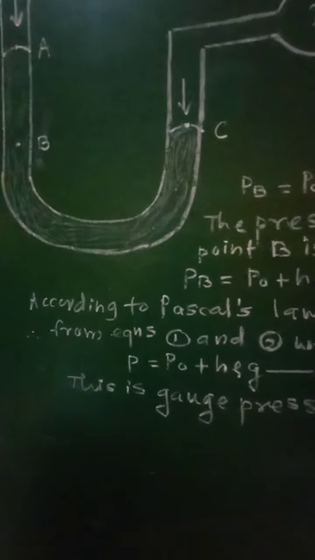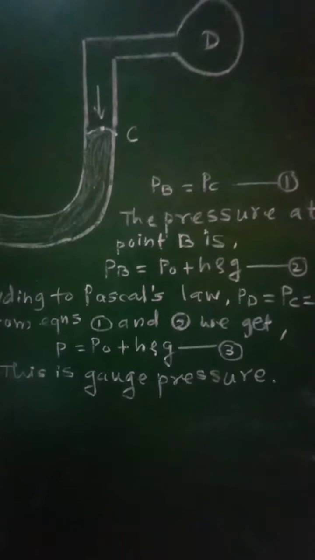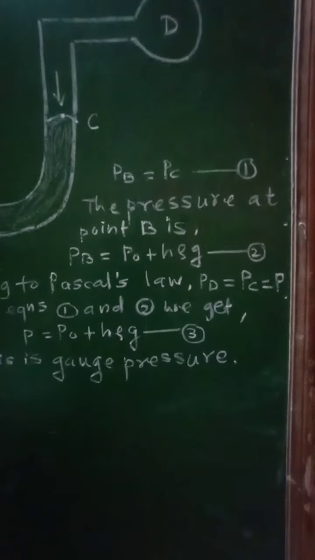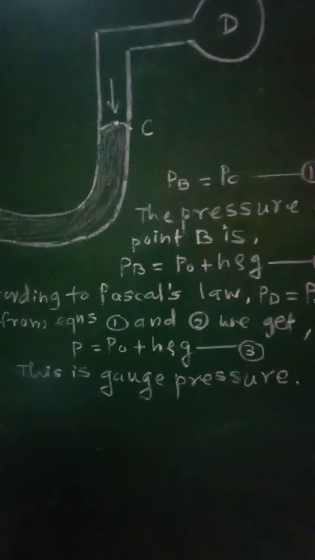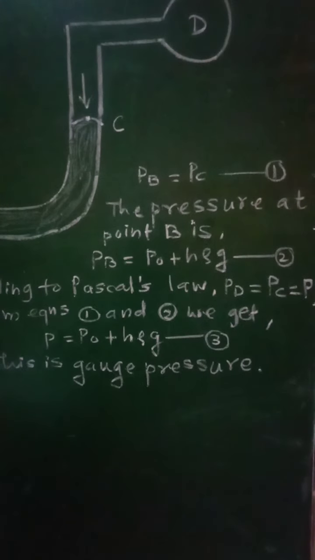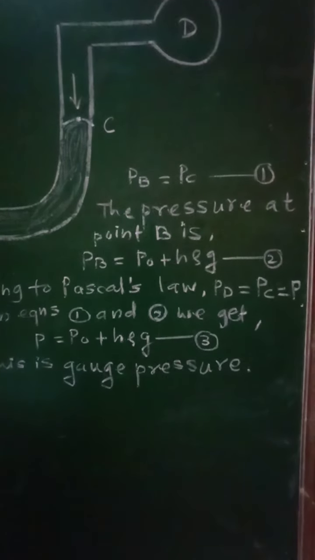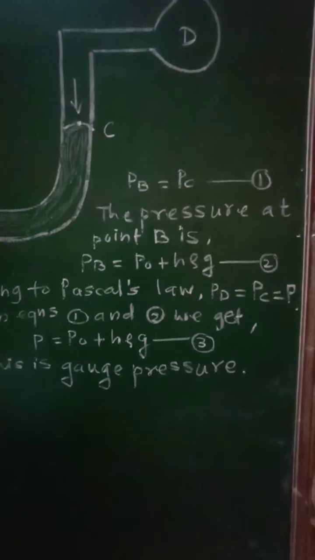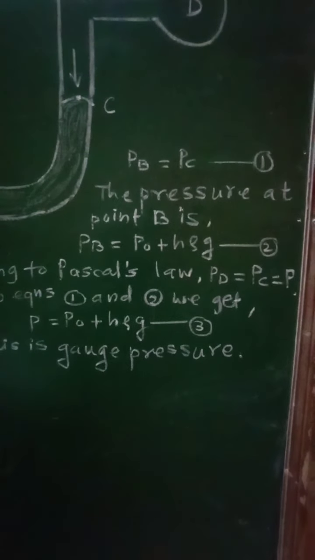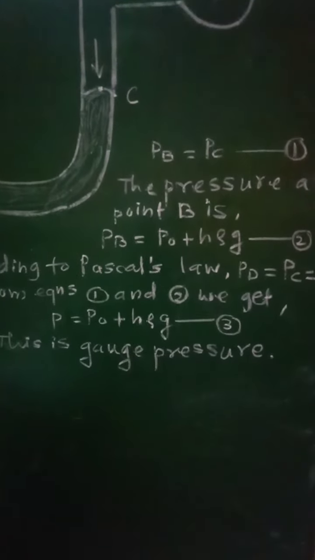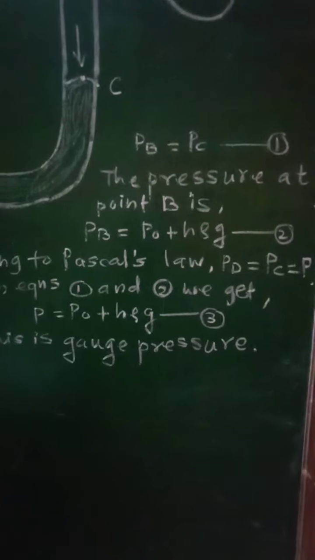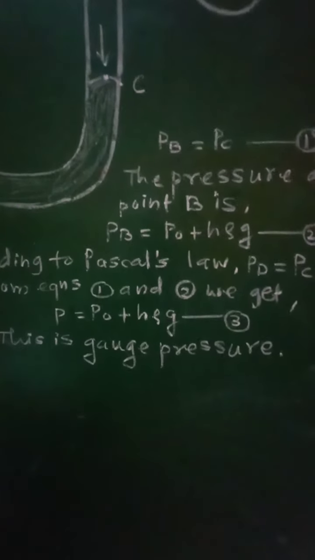Now according to Pascal's law, the pressure at point D, that is the container, must be equal to the pressure at point C, and let this pressure be P. Therefore, putting this condition from equations 1 and 2, as PC equal to PD, but already we have seen that PC equal to PB, therefore PC equal to PB equal to PD, that is equal to P, and therefore the equation will be P equal to P0 plus h rho g, equation number 3. This equation number 3 gives the gauge pressure.